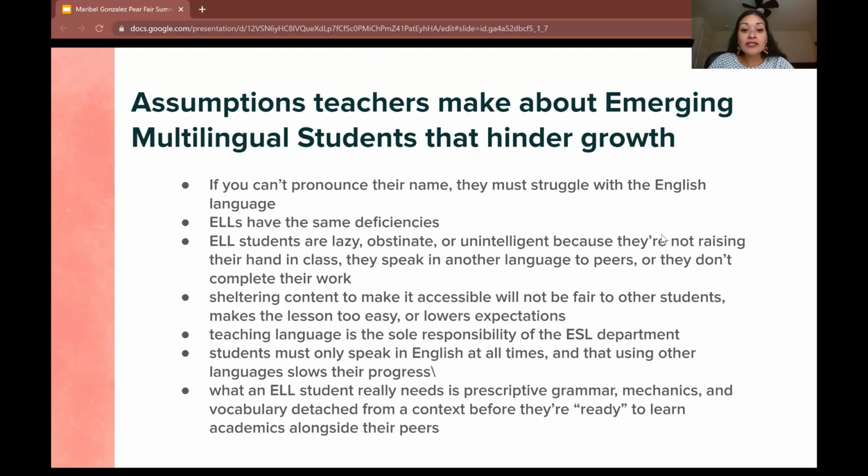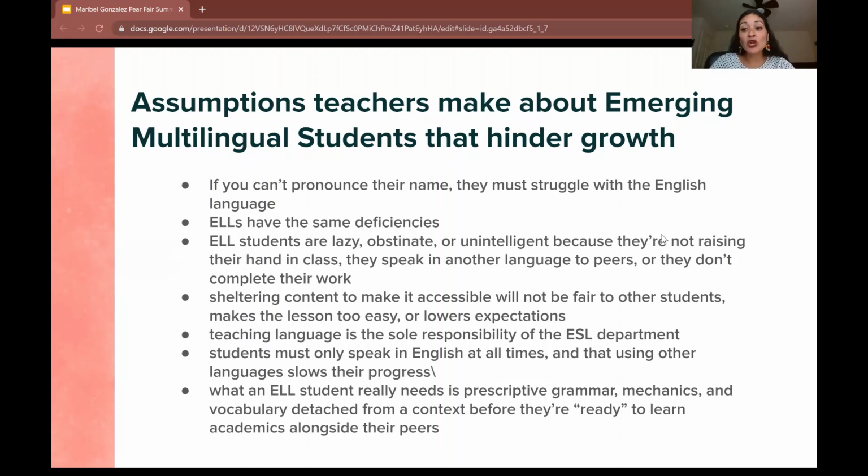that they are lazy, obstinate, or unintelligent because they're not raising their hand in class, they speak in another language to peers, or they don't complete their work. Many times the assumption we make is that when they're not completing their work, it's because they don't want to or they don't care about education. And that is an assumption, when really it is our responsibility as educators to make learning accessible, to make learning exciting and engaging for youth. It is not the student's job to participate if they don't want to.